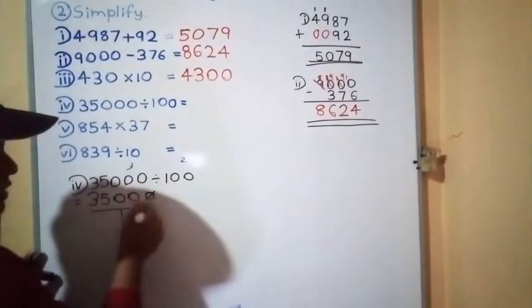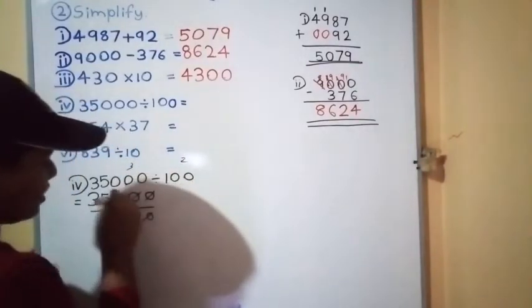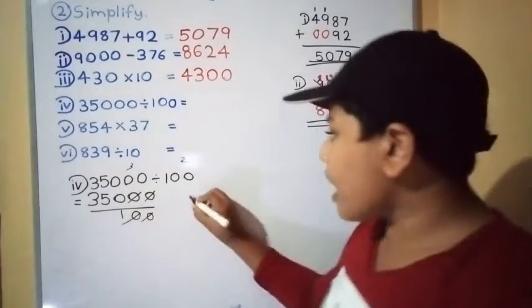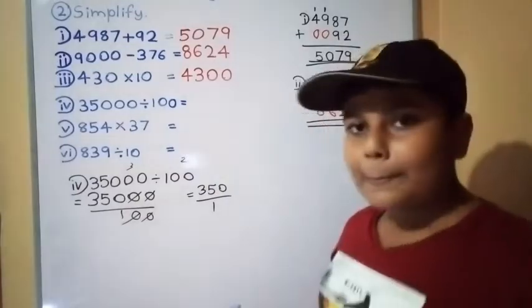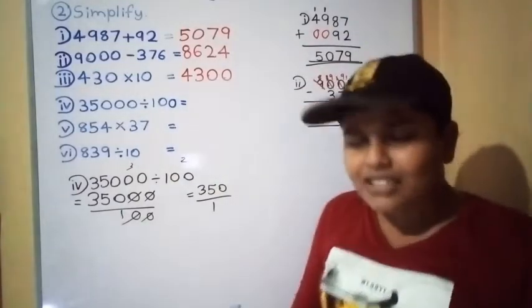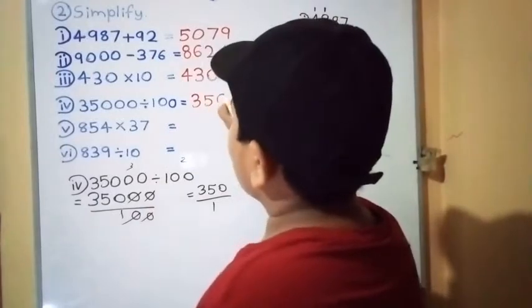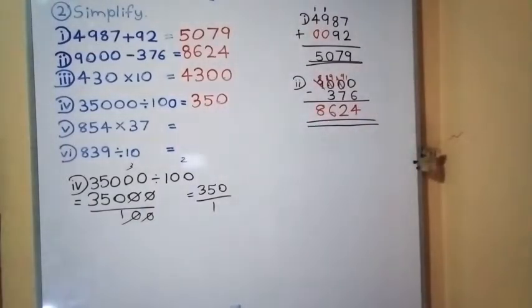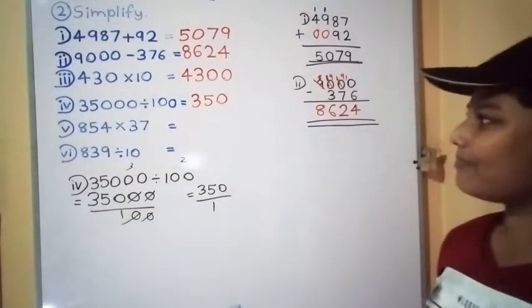Now, cut this to this because that is the division one. Cut this 0 to this 0. Now there is a 0 cut with that. Cut the division 0. Now, you have 350 remaining, divided by 1. Now, what is the answer? 350 is the answer. Right? 350 is the answer.